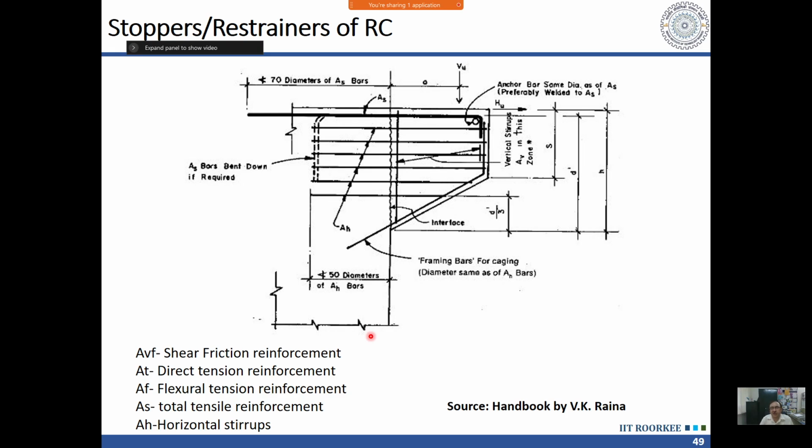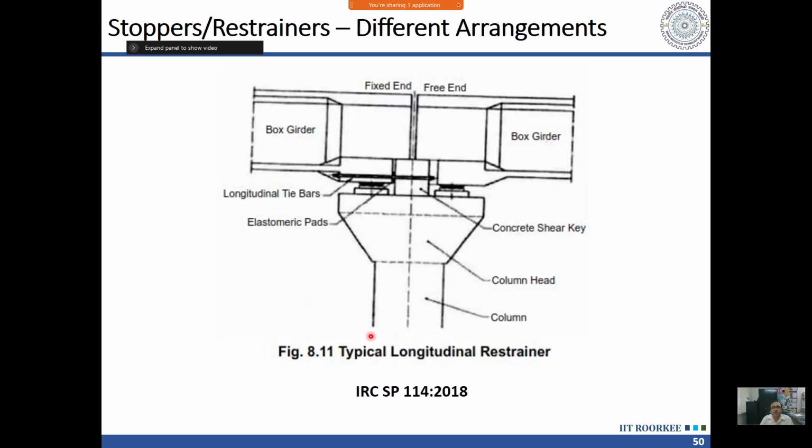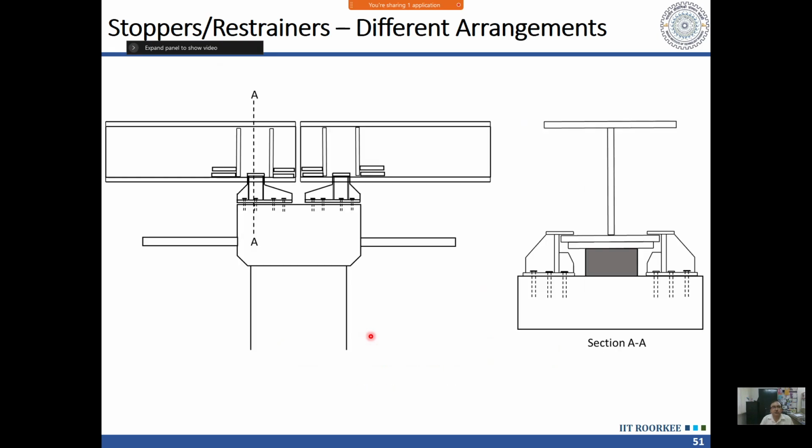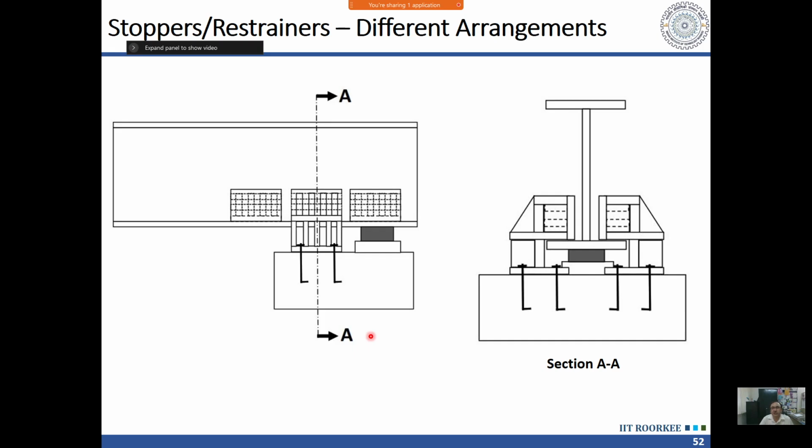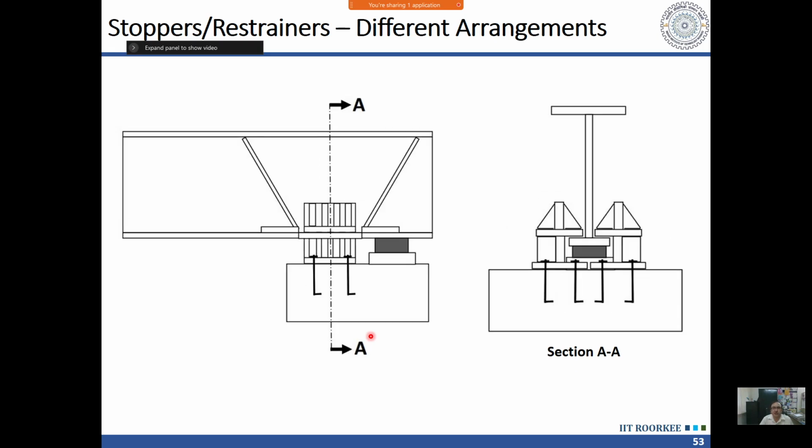It is given. I have just taken this figure from B.K. Rena's handbook, where the procedure to design corbel is given. So that procedure we can follow, and these can be easily designed. Some other arrangements, different types of arrangements, we can think of. The idea is that we have to avoid unseating and we have to avoid overturning. So different holding down and stopper devices we can think of, different arrangements.